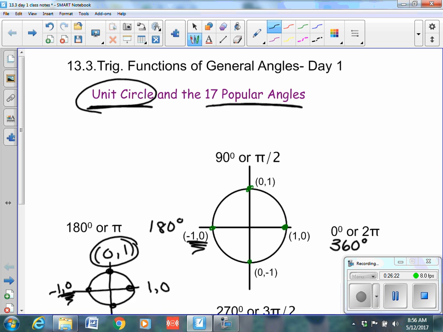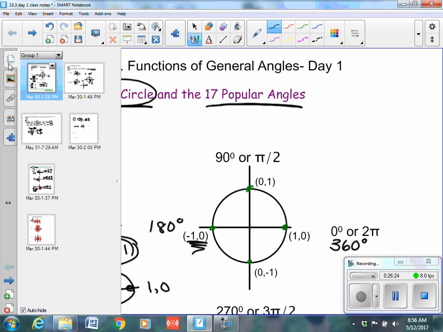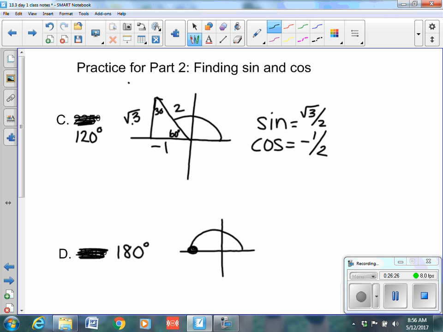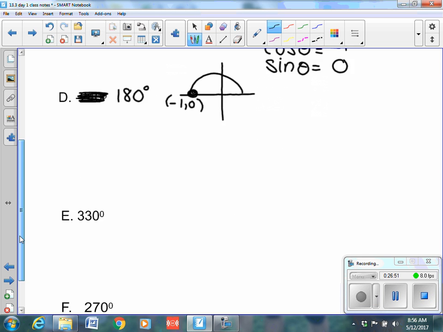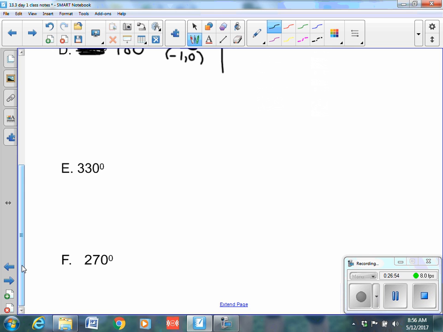180 is a negative 1 comma 0, right? This is a negative 1 comma 0. And they're asking you to find the cosine and the sine. Do you guys remember how to find the cosine and the sine when it doesn't make a triangle? The cosine is, yep, first number, and the sine is the second number. So, we learned all of the degrees. Are we done? I have more, but we could keep going. But they're all the same.